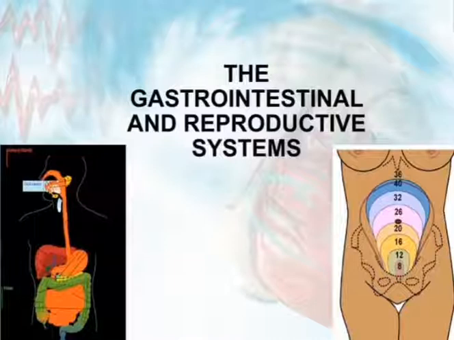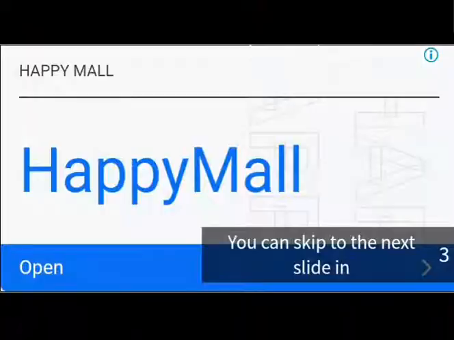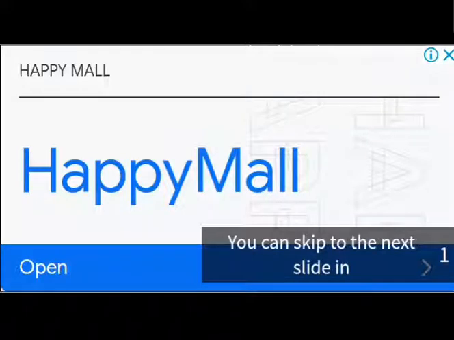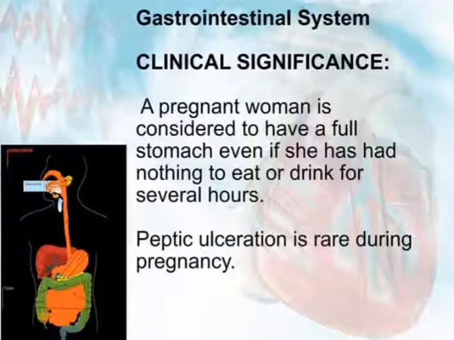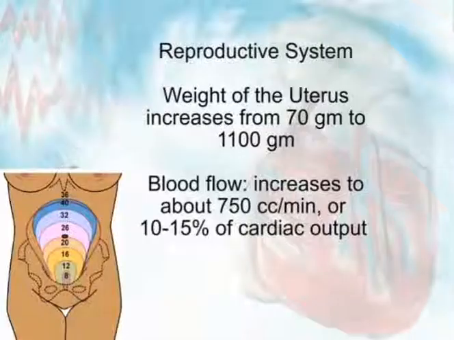Gastrointestinal and reproductive system. Gastrointestinal system: there will be decreased motility due to the influence of progesterone, and reduced gastric acid secretion. Clinical significance: a pregnant woman is considered to have a full stomach even if she had nothing to eat or drink for several hours. Peptic ulceration is rare during pregnancy.